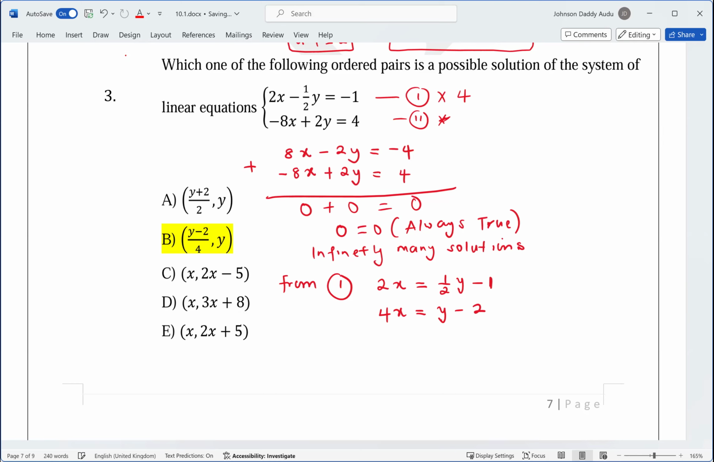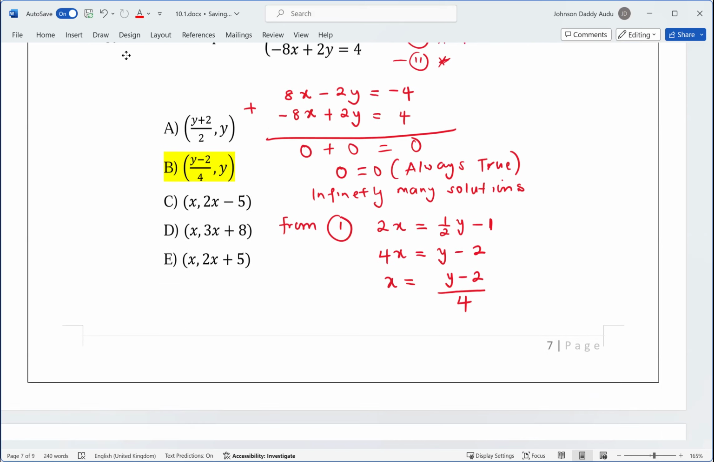Now, we can solve this. So it means that this x is just going to be y minus 2 over 4. All right. So x is equals to y minus 2 over 4. Because we used equation 1, we just solve for x. So if you want to write this, our solution set, remember, is going to be in terms of x and y, right?